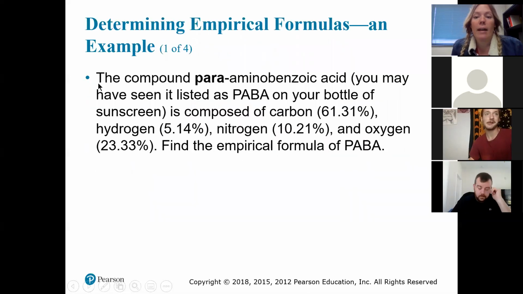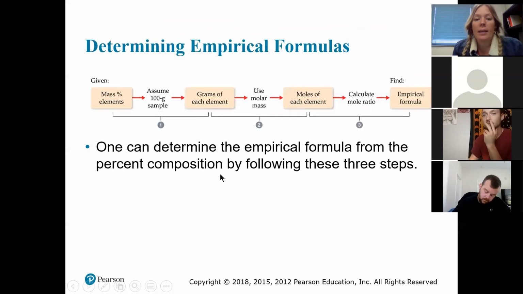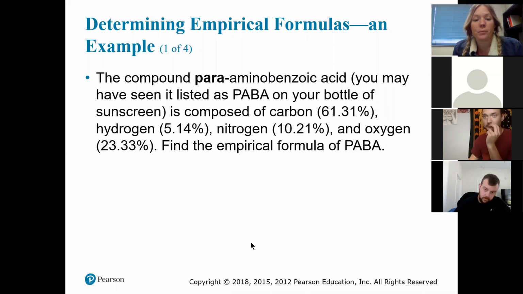So let's look right here. We've got a compound para-aminobenzoic acid, PABA. That's what you see on a bottle. So these are its compositions. Carbon 61.31%, hydrogen 5.14%, nitrogen 10.21%, and oxygen 23.33%. So first things first is that each of these is given in percentage. So I can assume a 100-gram sample and just convert each of those into grams.